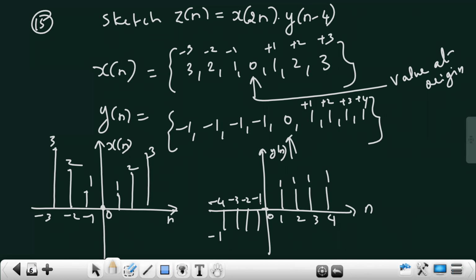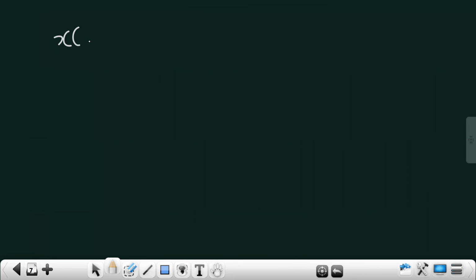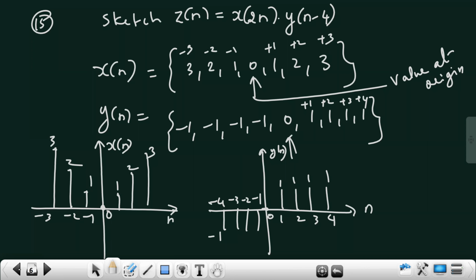Once you draw x of n, the next thing is you need to draw x of 2n. How are we going to draw x of 2n? By compressing it by half. But be careful while compressing. This is a discrete signal. While compressing, the discrete signal will appear only at discrete instants of time. That n should be an integer. 3/2 and all will not come. 1.5 is not an integer. Minus half is not an integer. Correct.